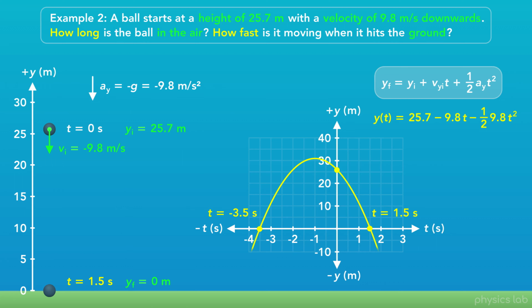So, as a rule of thumb, we're going to ignore negative time values and just use the positive value we get from the quadratic formula. But always double check that the values you get make sense in the physical scenario. In this case, the time when the ball hits the ground must be a positive time after 0 seconds. So the answer would be the positive 1.5 seconds.